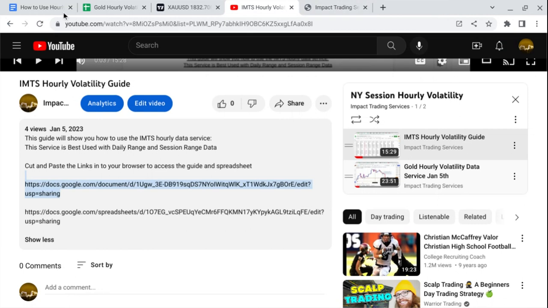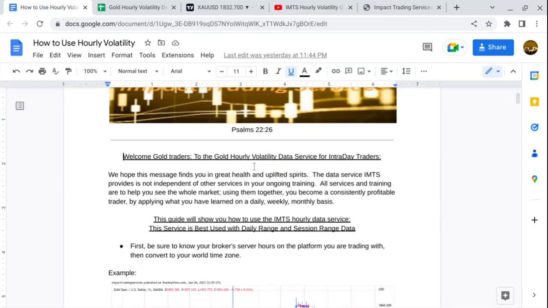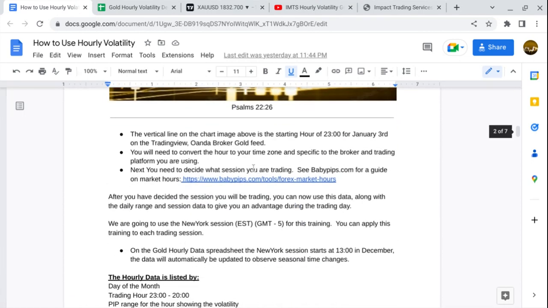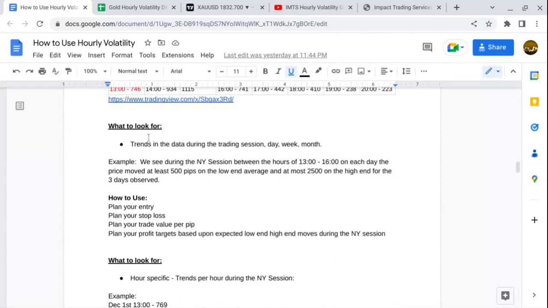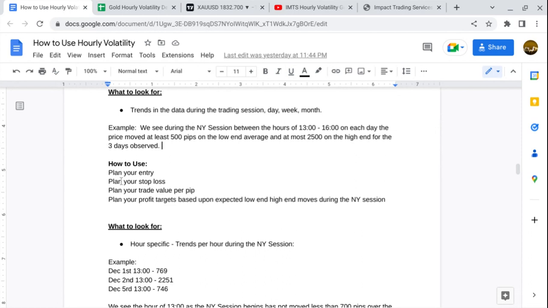The guide is pulled up, and this is just for review. What are we looking for? We are looking for trends in the data during the trading session, during the day, during the week, and during the month. We're looking for trends in the data so that we can make decisions.